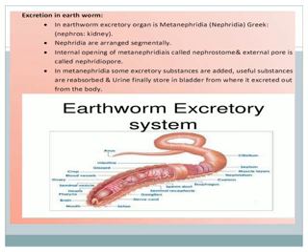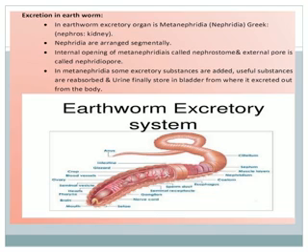Now let's start excretion in earthworm. In earthworm, the excretory organ is metanephridia. Here in this figure is the nephridium of earthworm. Nephridia is a Greek word, nephros, which means kidney. Nephridia are arranged segmentally, each segment has nephridia. The internal opening of metanephridia is called the nephrostome, and the external pore or opening of that nephridia is known as the nephridiopore.